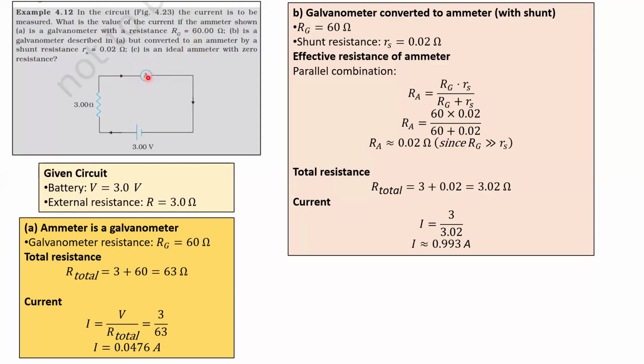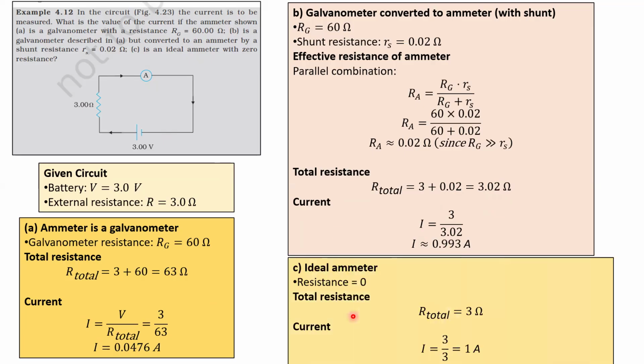So first we have to find the effective resistance. 60 ohm in parallel connection with 0.02. That is R1 R2 divided by R1 plus R2. Total resistance becomes 60 into 0.02 divided by 60 plus 0.02. 0.02 is very small as compared to 60, so we can neglect it. Total resistance becomes 3 plus 0.02, that is equal to 3.02. So total resistance is nearly 3.02. Current I equal to V by R total, so in the second case, current will be 0.993.